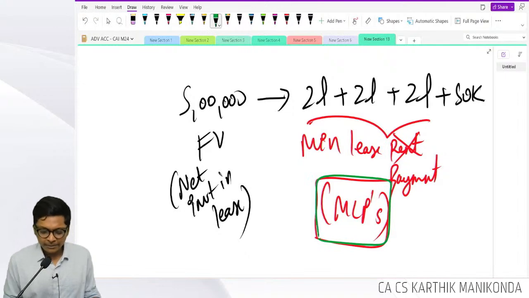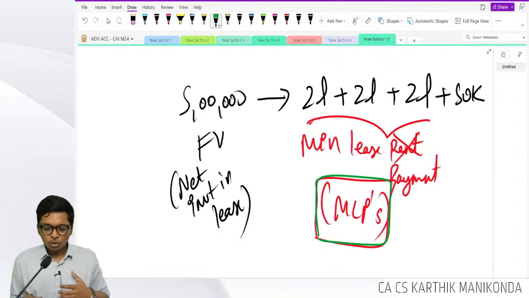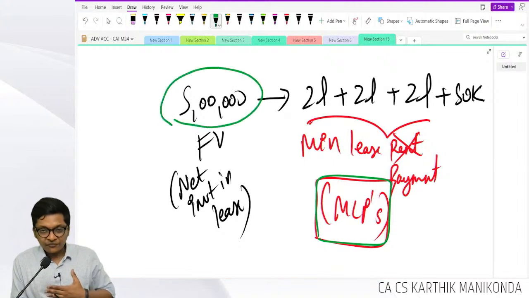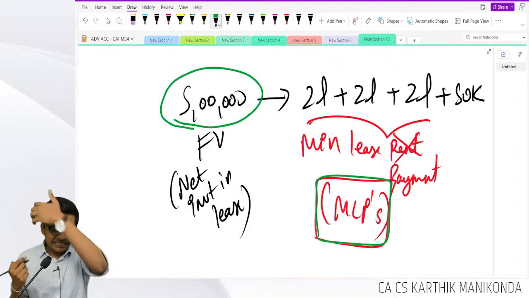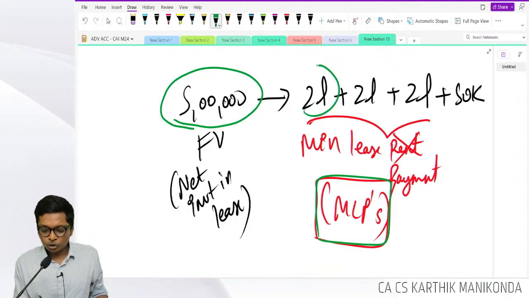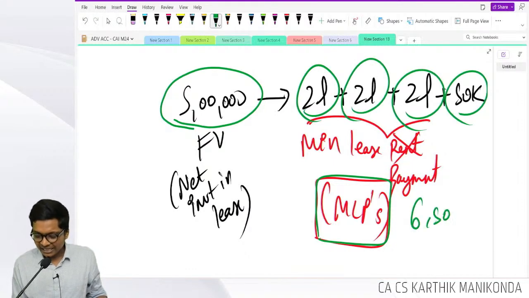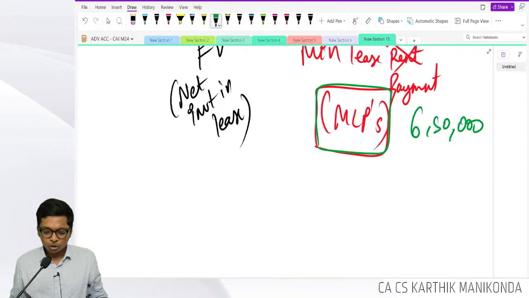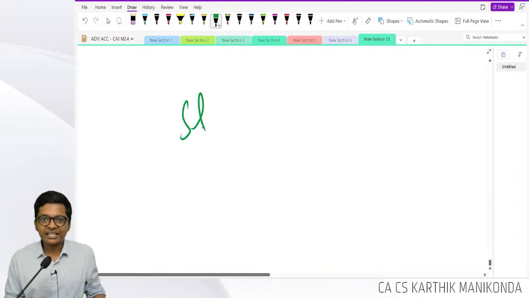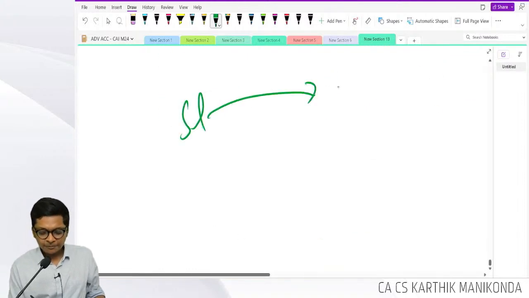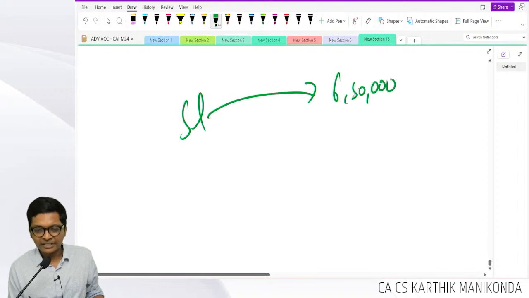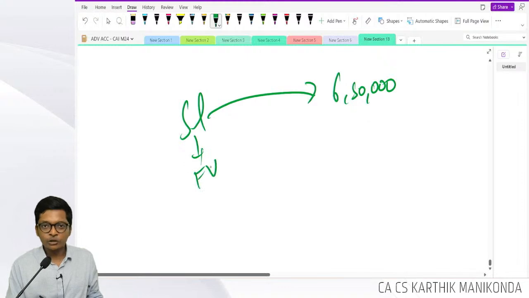MLP, minimum lease payments. Now, by investing 5 lakhs, the maximum return I can expect is 2 lakh plus 2 lakh plus 2 lakh plus 50,000, which is 6 lakh 50,000. So by investing 5 lakhs, I am expecting 6 lakh 50,000 if everything is paid. So this is fair value of asset.